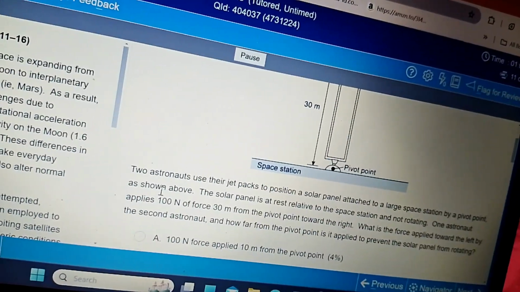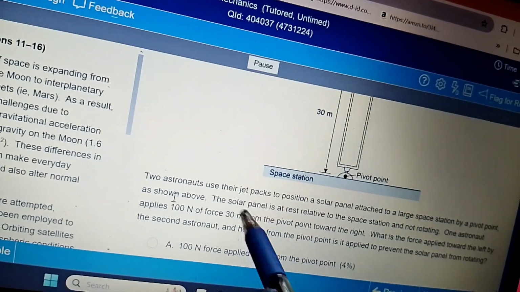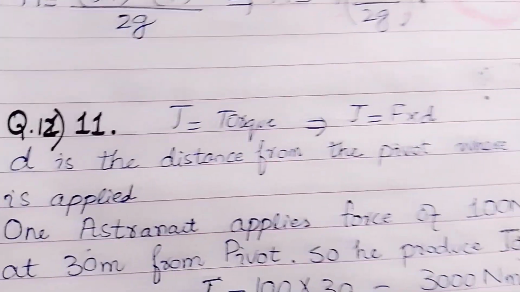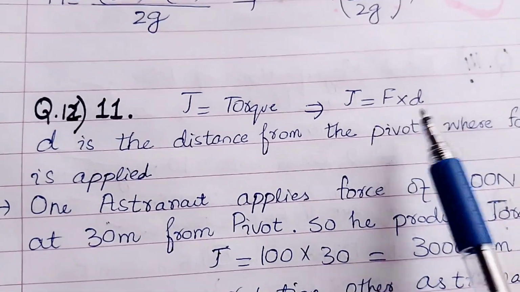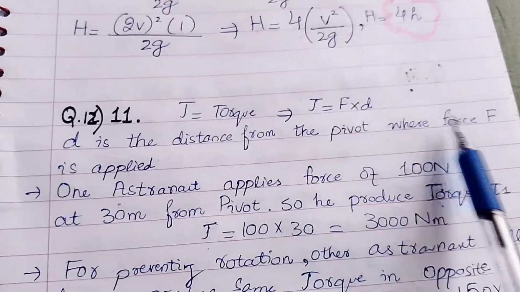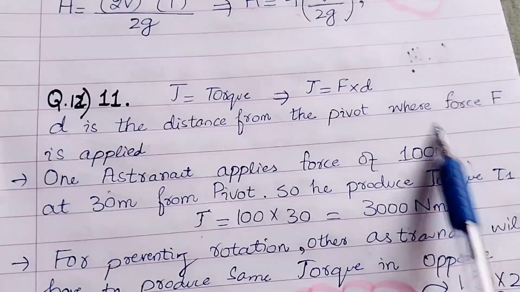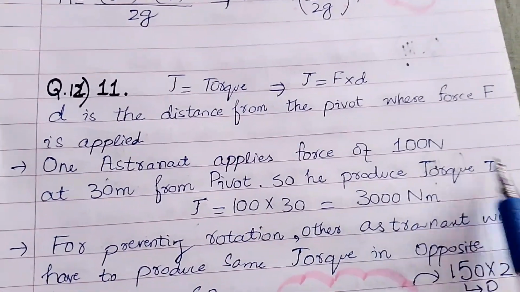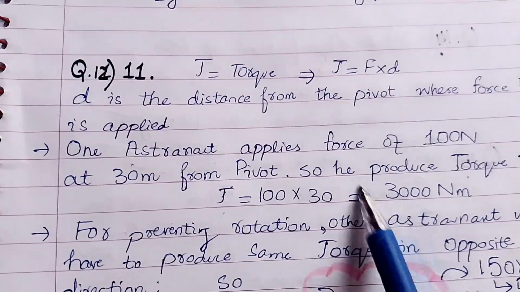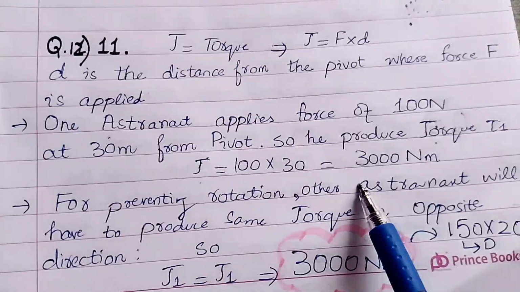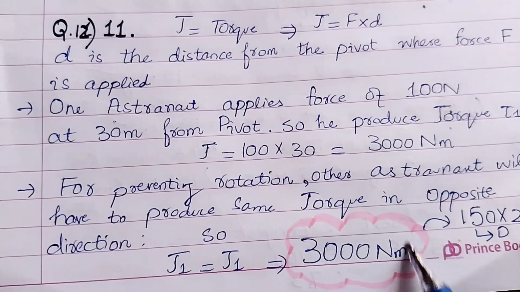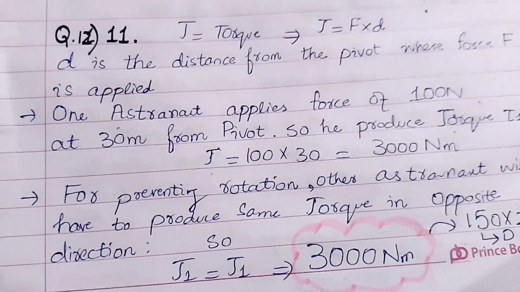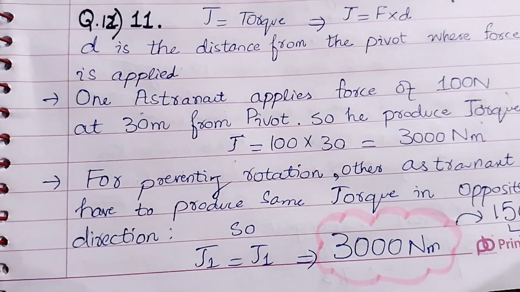We have to prevent the solar panel from rotating, so the force provided by the second astronaut should be that much that prevents it. So how will we find this? Actually, we have to use the torque formula in this case. Torque is equal to F into D, and D is the distance from the pivot where the force F is applied. One astronaut applies a force of 100 Newton at 30 meter from the pivot point, so he produces a torque of 3000 Newton meter. For preventing the rotation, the other astronaut will have to produce the same torque in the opposite direction. So there should be 3000 Newton meter of torque provided by the second astronaut.